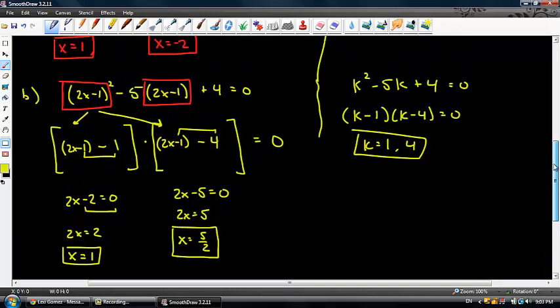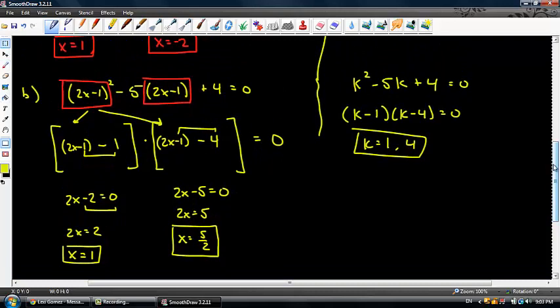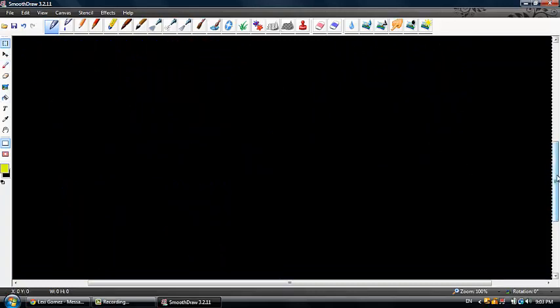Okay, let's try, whoops, we're not going to try anything. We're going to clear some of this junk off. Alright, so let's try number 1c. Let's see what that looks like. And again, you're just factoring kind of more complicated looking stuff. So C is actually something a little bit more akin to what you're used to.